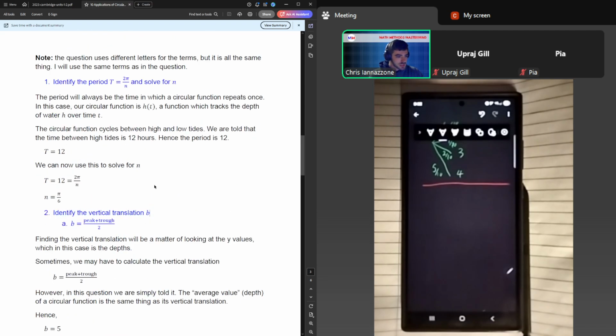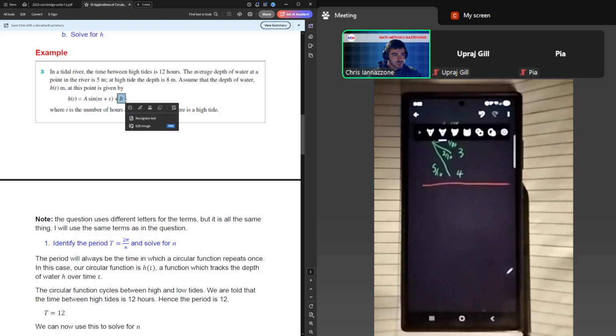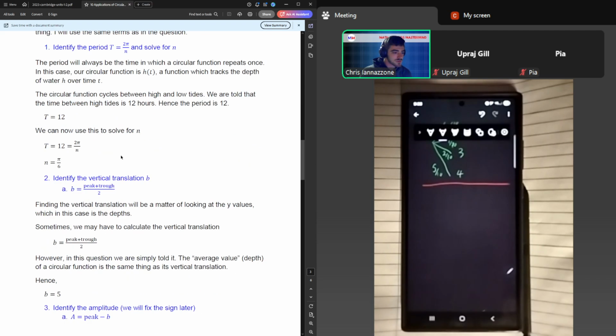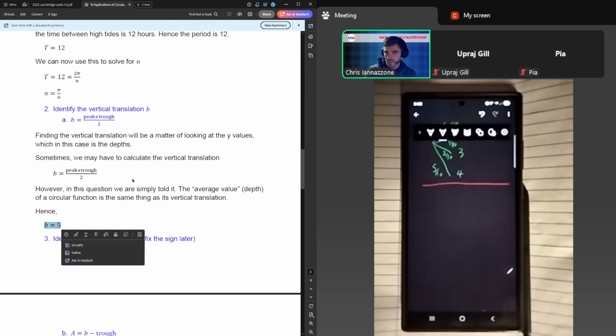Next up, it's usually easy to identify the vertical translation. I've called it b simply because that's what the question called it; usually it's a c, it really doesn't matter. We're just talking about this term here, the vertical translation. In the context of circular functions, the vertical translation is always the mid-level of the circular function, otherwise known as the average. So when the statement says the average depth of water is 5 meters, and depth is the y values, that means the average y value is 5. For that reason, we can immediately say our vertical translation is 5. Average means the middle value.